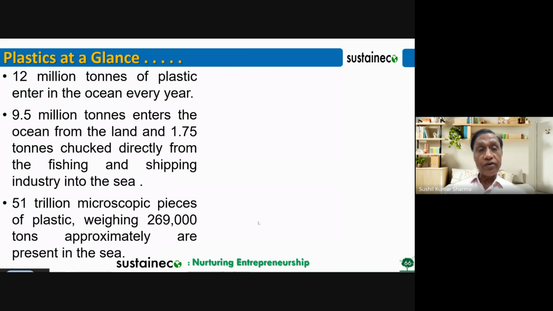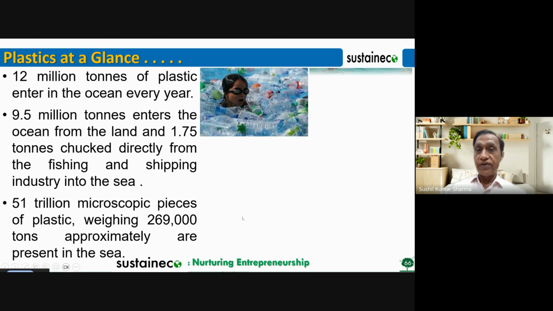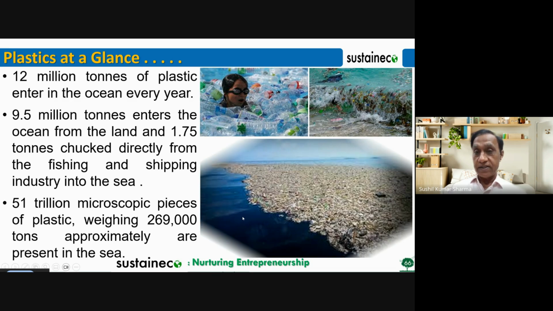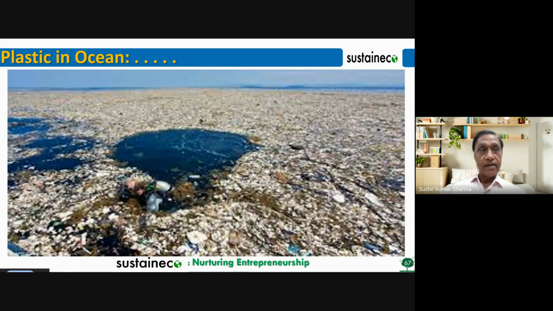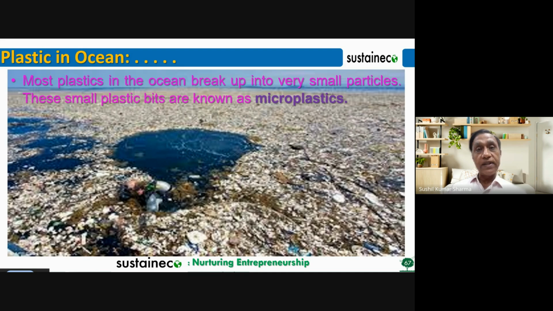51 trillion microscopic pieces of plastic weighing 269,000 metric tons are approximately present in the sea water. So you see here how plastic is playing havoc. Most plastics in the ocean break up into very small pieces or particles. These small plastic bits are known as microplastics.